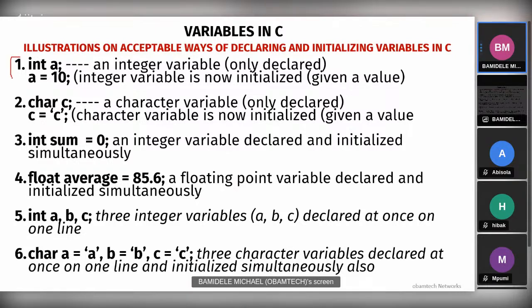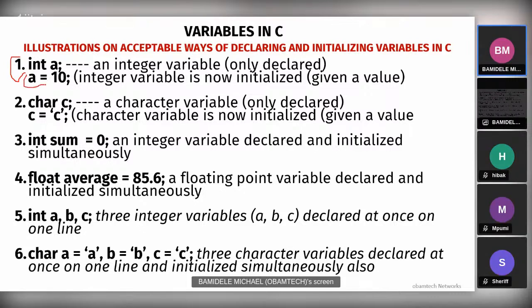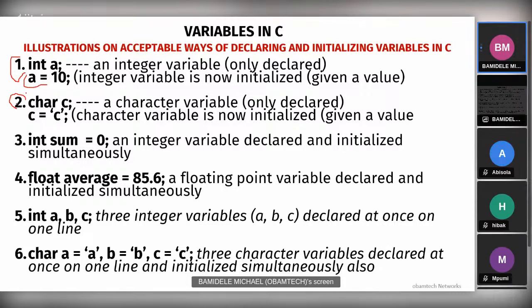You can declare a single variable without initializing it and then initialize it later. This is for an integer, and the same pattern applies for a character variable. You declare it first and then assign a value to it later. You can decide to declare a variable and initialize it simultaneously. So this is an integer variable declared and initialized at the same time. This is a float variable, the same example.